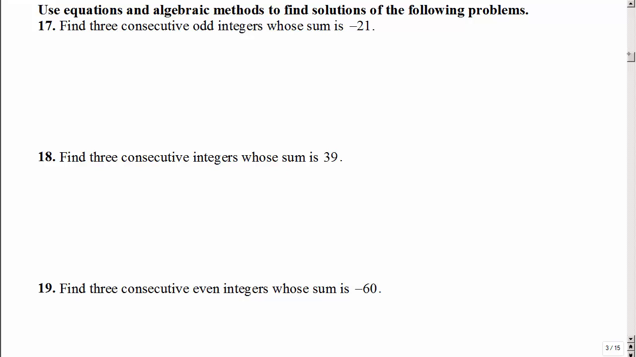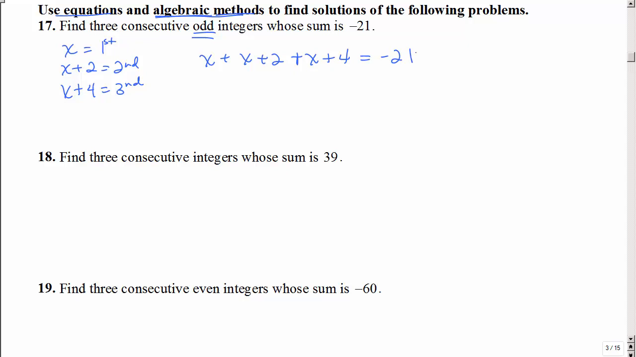The directions on the final exam say use equations and algebraic methods to find the solutions. We will not just accept answers. You have to use those algebra methods. So find 3 consecutive odd integers. Well, you have to remember odd. X would be the first one, x plus 2 is the second one, and x plus 4 is the third one. You might want to review your notes, but odd and even are going to be set up the same way. So I have 3 odd integers whose sum, that's why I'm adding them together, is -21.